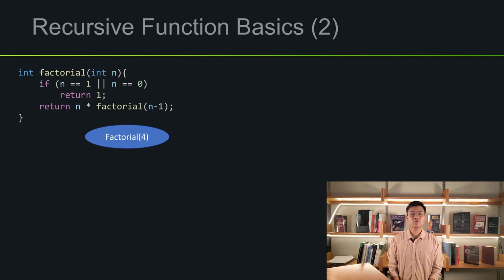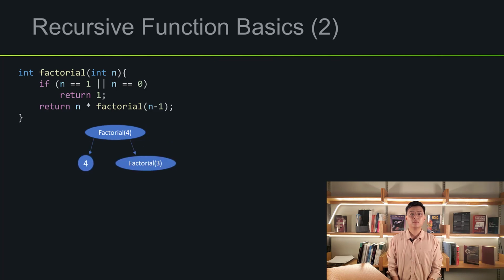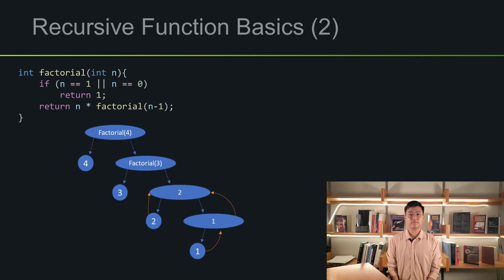So if we choose 4, factorial 4 will return 4 times factorial 3. Factorial 3 will return 3 times factorial 2. Factorial 2 will return 2 times factorial 1. And factorial 1, well, that's the base case, so we just return 1. And that 1 is returned until it reaches factorial 4. So the final product should be 24.